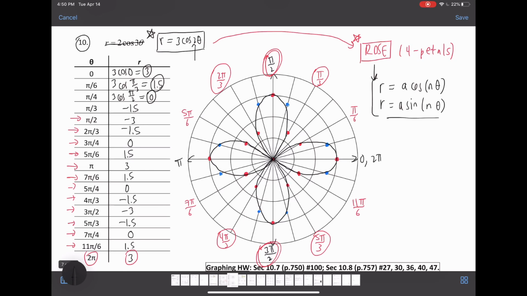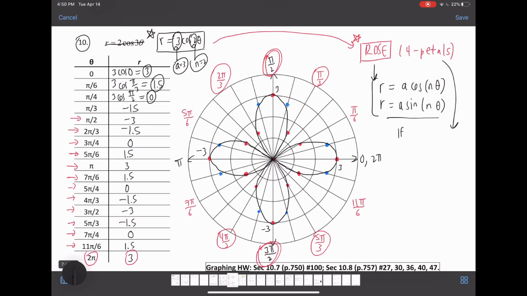And I want to say something about the petals. Though this 3 that was out front, do you see something about 3 in the picture? Do you see how each of the petals has a span of 3 units, up, down, left, and right? That's no coincidence. It happens because a equals 3. So that's going to tell you how big the petals are. This is going to give you something about the number of petals, n equals 2.